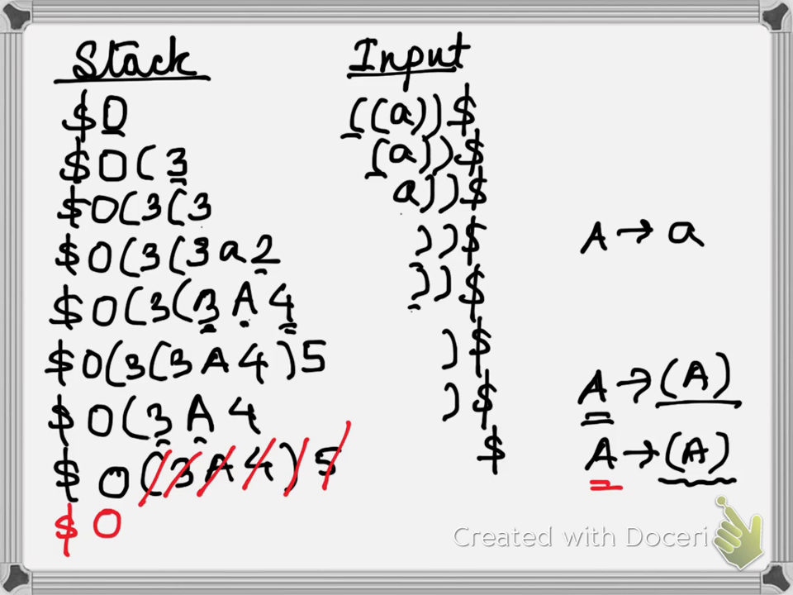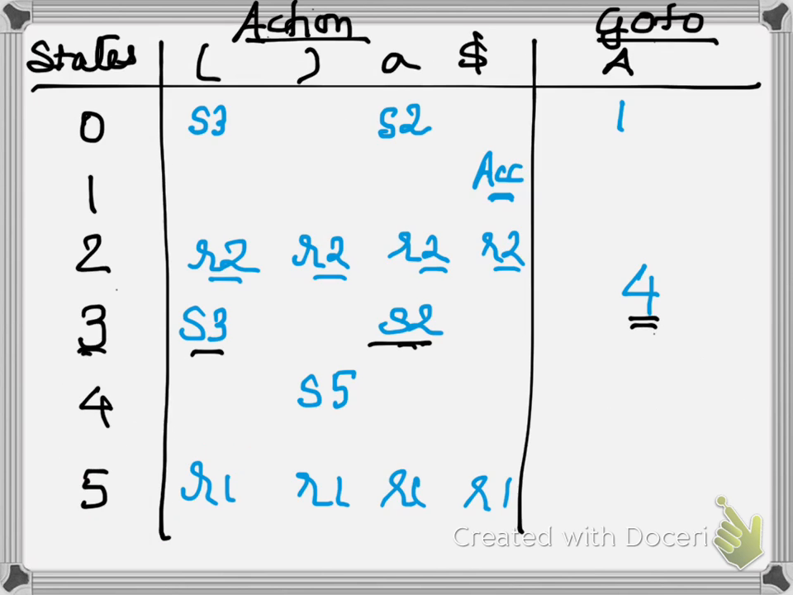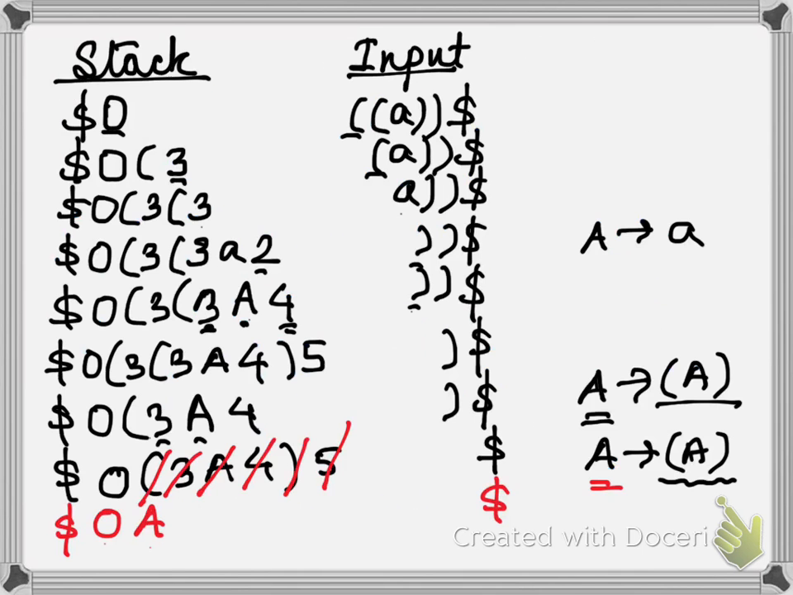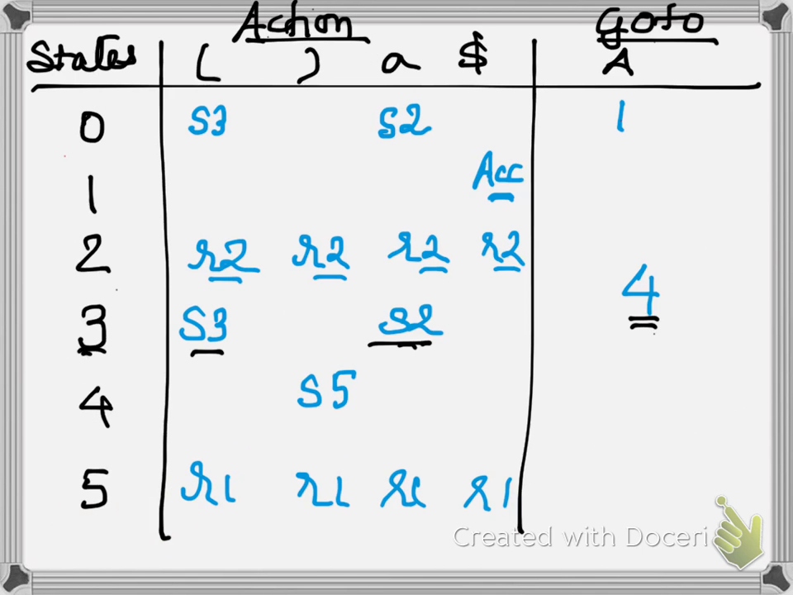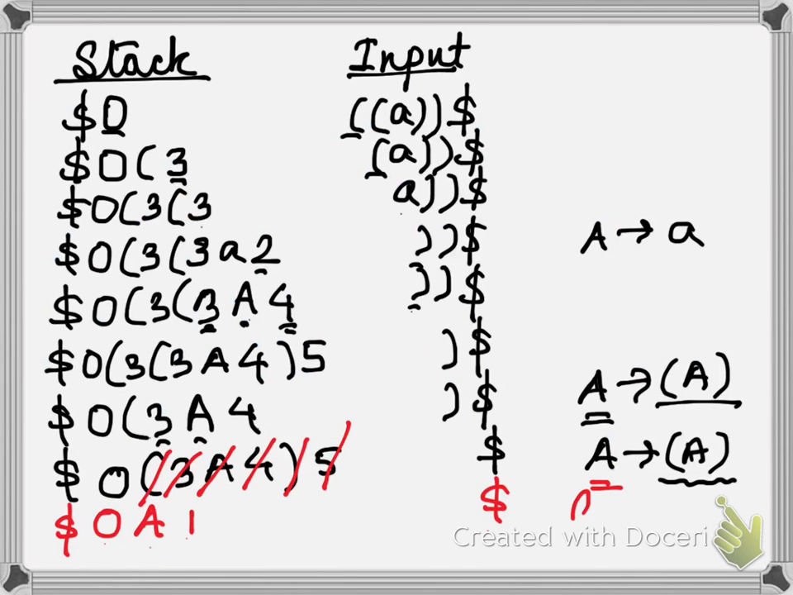So $0 A and dollar here. Now 0 on A, go to 1. So 1 will come here. Now next step would be 1 on dollar. So we see 1 on dollar is what? Accept. So what we get here is an accept. So we have successfully parsed the string using LR0 parsing.